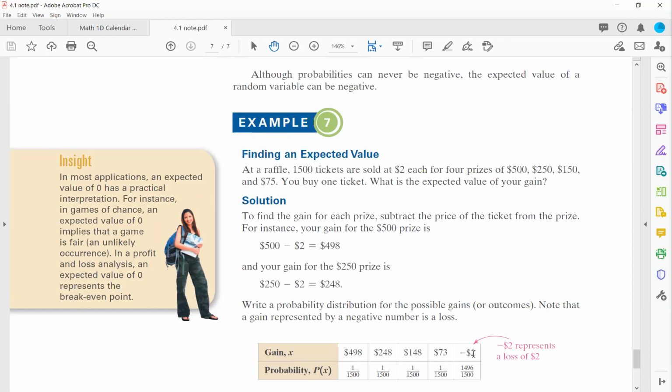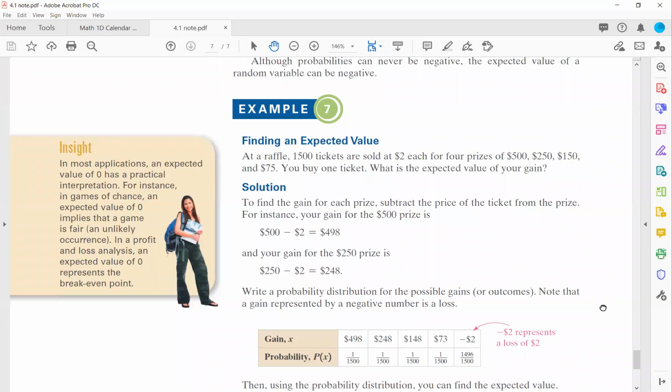And finally, you have loss. That makes sense. You might not win any prize. So you're going to add minus 2 as well. So none of these cases might happen for you. You might lose the ticket and your loss is going to be negative $2. You lost $2. So this is negative 2 here.